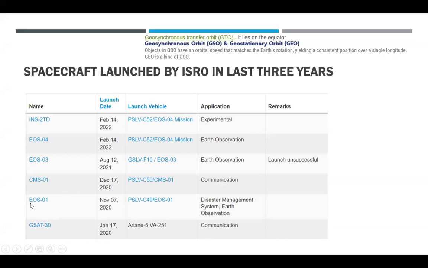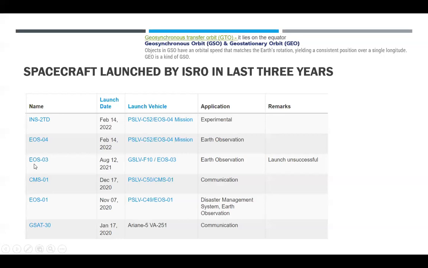After that, EOS-01, in November 2020, and it is specially designed for disaster management system and Earth observation. Afterwards, again in December 2020, the CMS-01 satellite was launched, and currently it's being used for communication purpose.